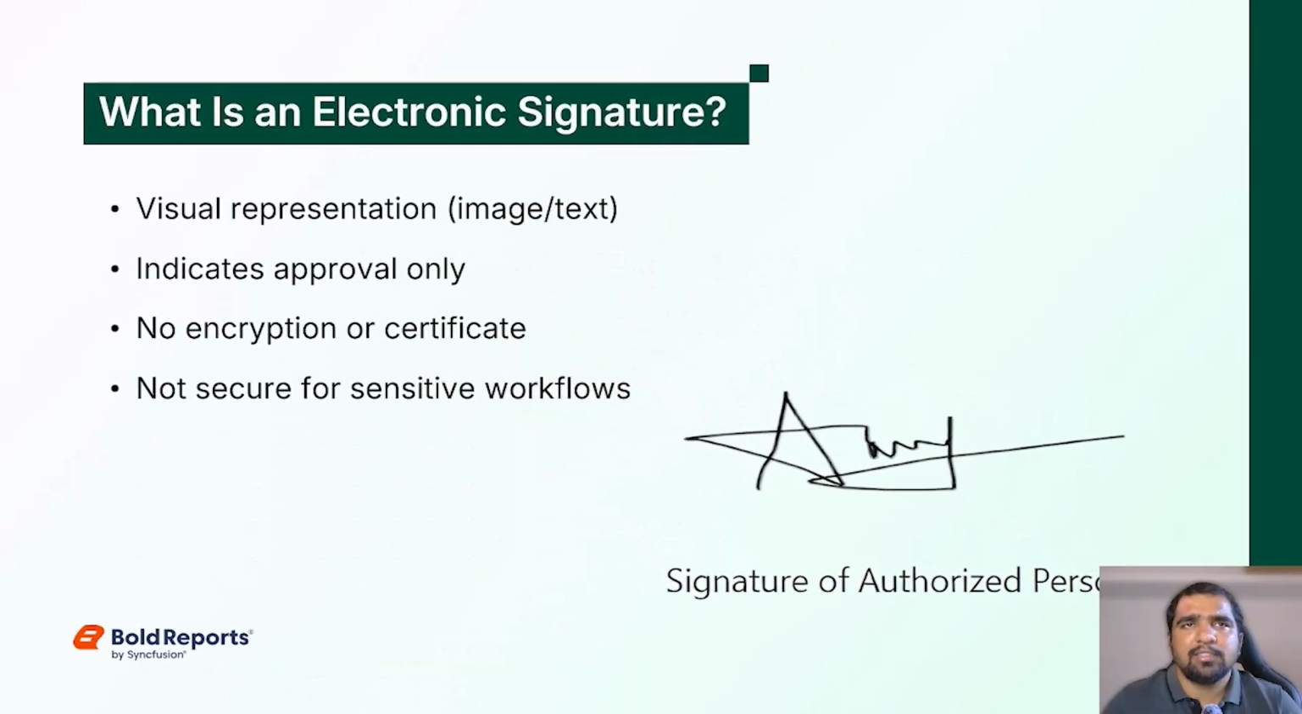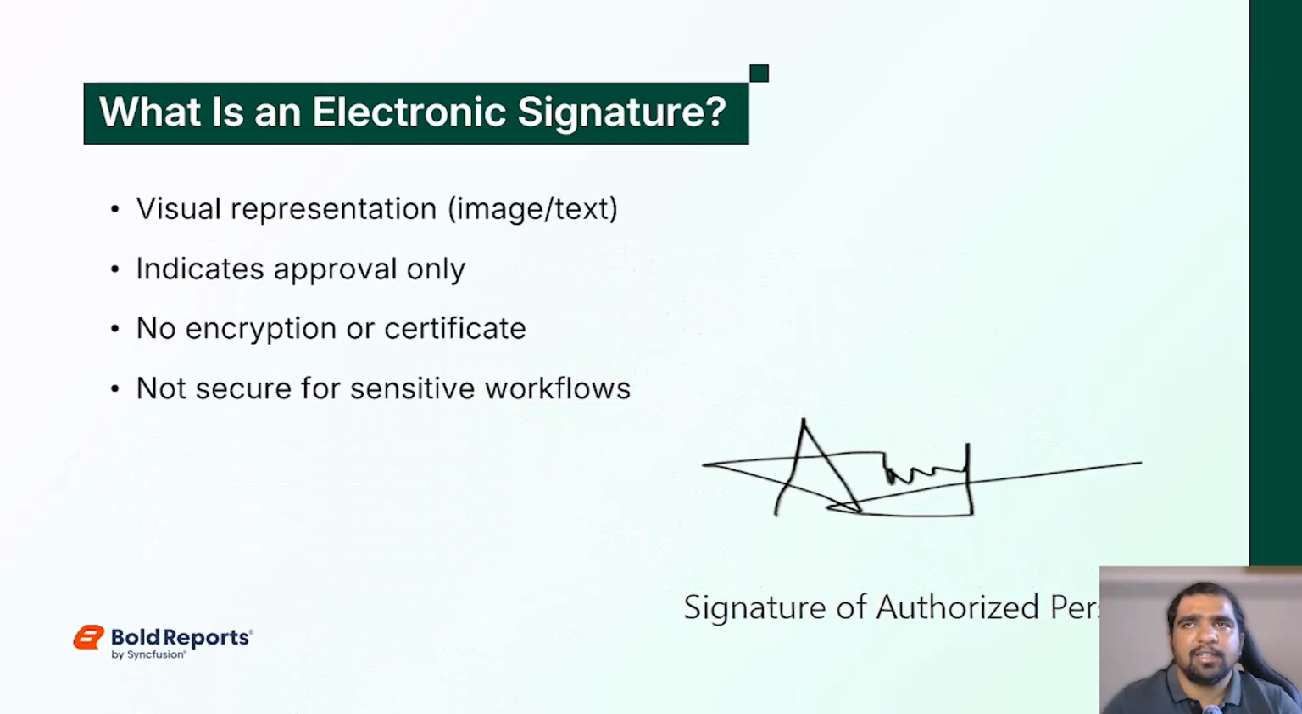The electronic signature is basically a visual representation, like an image or typed name. It indicates approval, but it doesn't provide security. There is no encryption or certificate behind it, so it's not suitable for sensitive or regulated workflows.